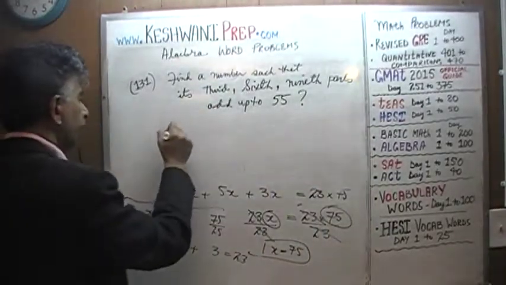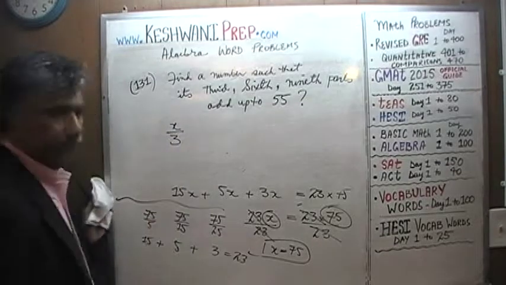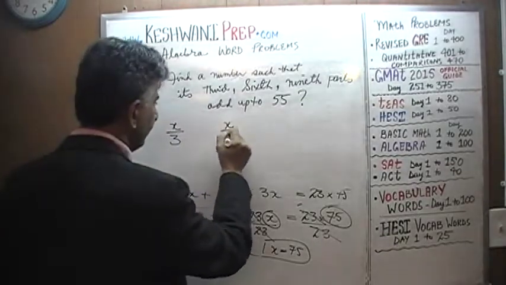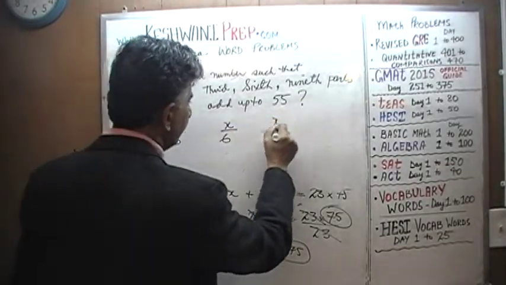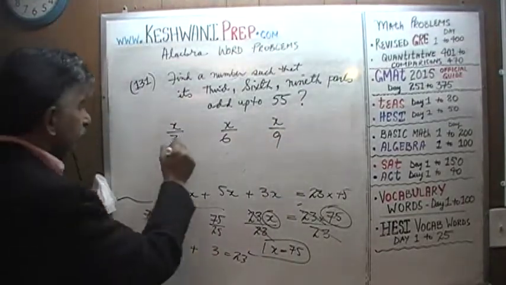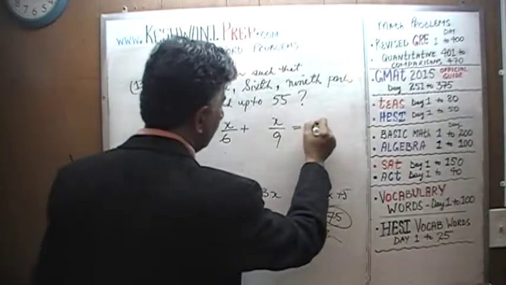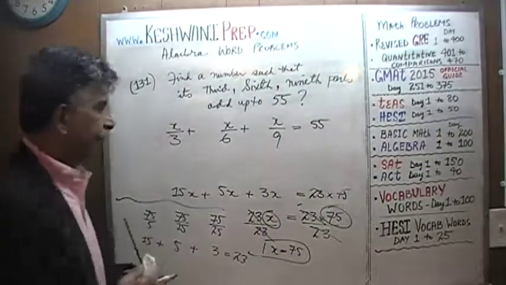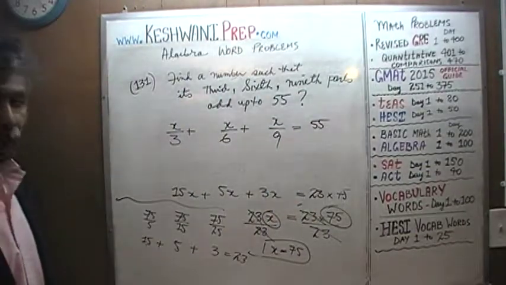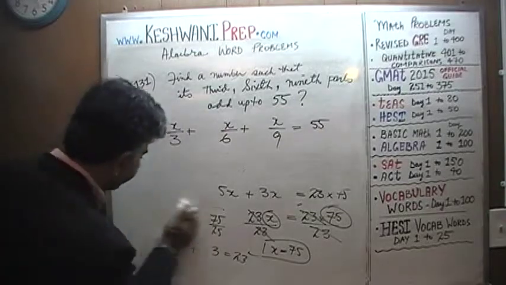Let's call the quantity x. If we were to take a third of it, then a sixth of it, and then a ninth of it, we are told that these three quantities have to add up to 55. Question is, what is that quantity? Let's find out, shall we?